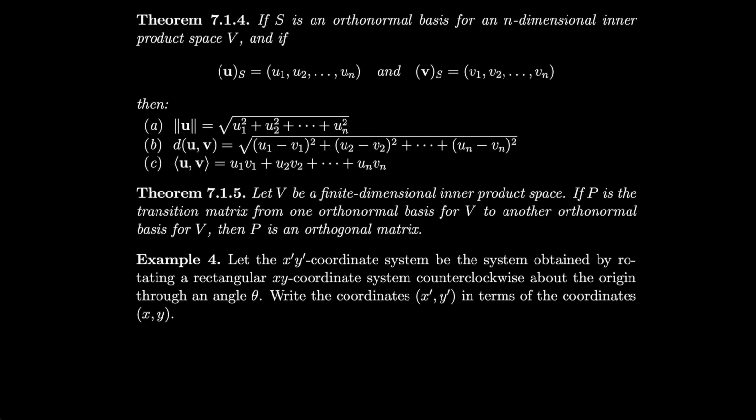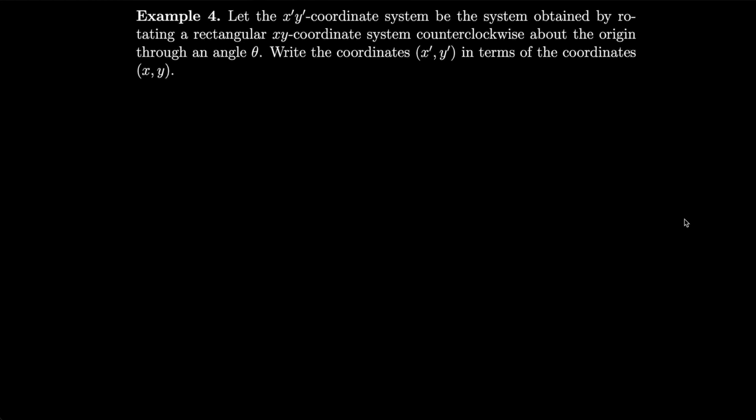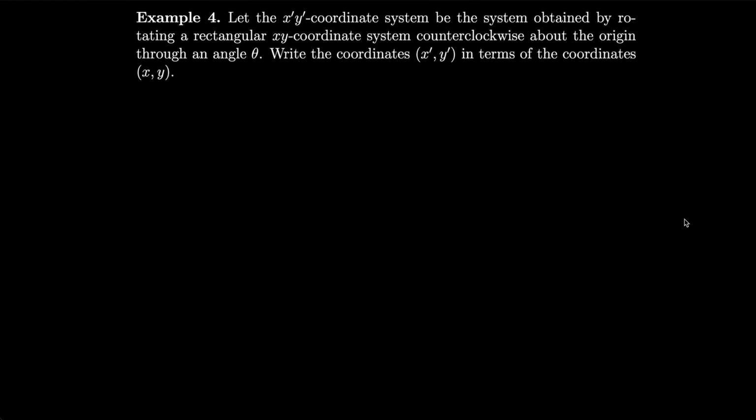Let V be a finite dimensional inner product space. If P is the transition matrix from one orthonormal basis for V to another orthonormal basis for V, then P is an orthogonal matrix. Okay, let's do an example. How about we look at the x prime, y prime coordinate system. Let's let that system be the system obtained by rotating a rectangular xy coordinate system counterclockwise about the origin through an angle theta. Let's write the coordinates x prime, y prime in terms of the coordinates xy.